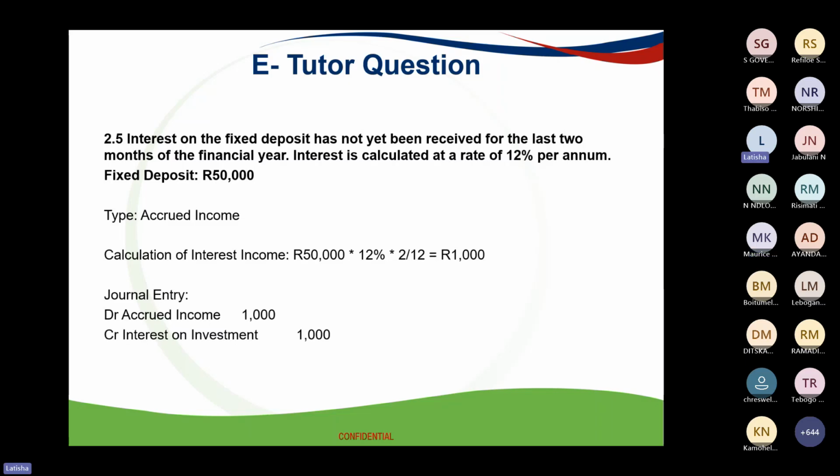Okay, what would the journal entry be? This is interest income. We have not recorded it. So we would credit interest income. That is a credit in our income statement to show an income, and debit accrued income.